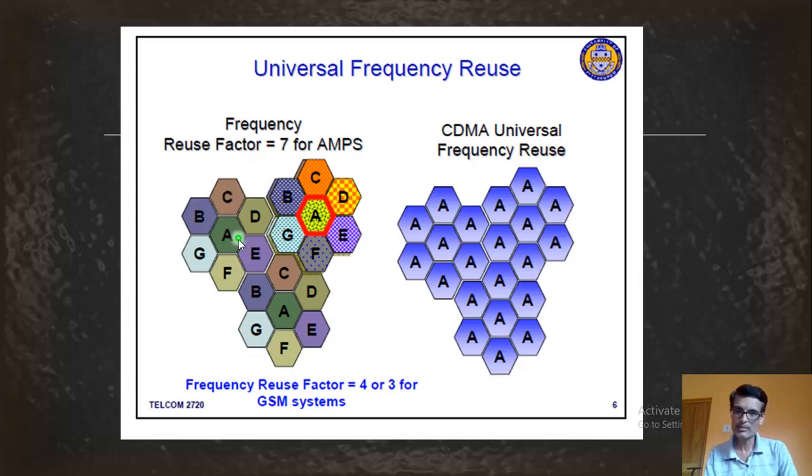In each cell, we will have something called base stations. I will not go into detail about these things. Let's just look at this. They are represented alphabetically. The middle one is a seven-cell group. We call it a cluster: A, B, C, D, E, F, G. Again, repetition: A, B, C, D, E, F, G. So this is one cluster.